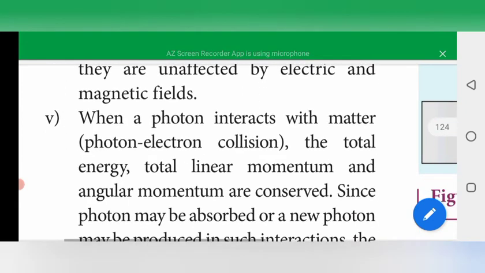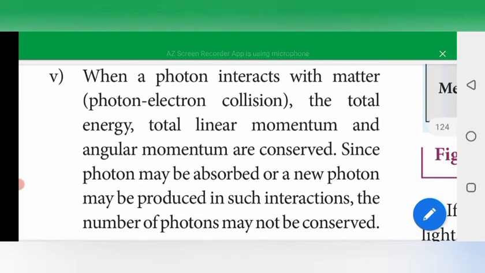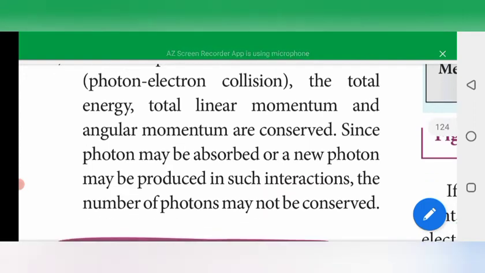And the fifth one, when photons interact with matter, the total energy, the total linear momentum and the total angular momentum are conserved. Since photons may be absorbed or new photons may be produced in such interactions, the number of photons may not be conserved. So all the energy and momentum are conserved, but photons can be produced in interactions. These are all the characteristics of photons.